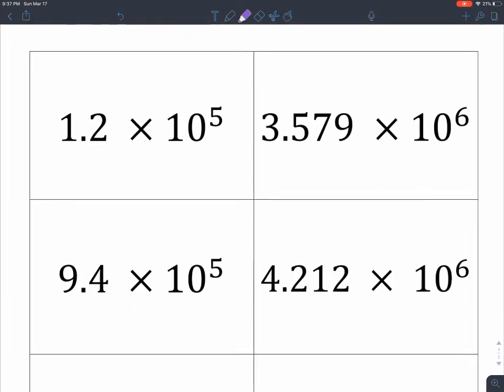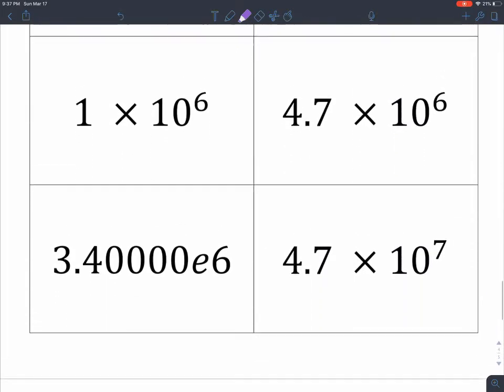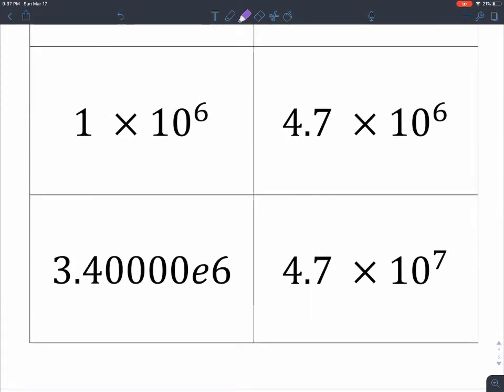Here are the first 4. Go ahead and write those down. Here's the next 4.